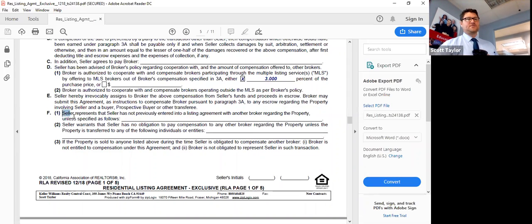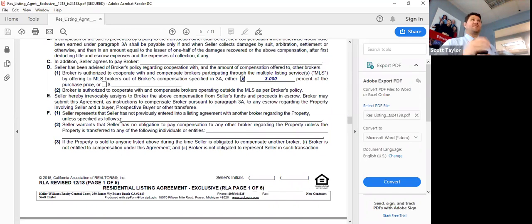There's a paragraph F. So seller represents they've not previously entered into a listing agreement except as follows. So if they have and it's canceled or expired, they do need to disclose that they've had a listing agreement with somebody else previously. That's the trigger for you to say, did they provide you with a list before or on the date that it expired and or canceled?